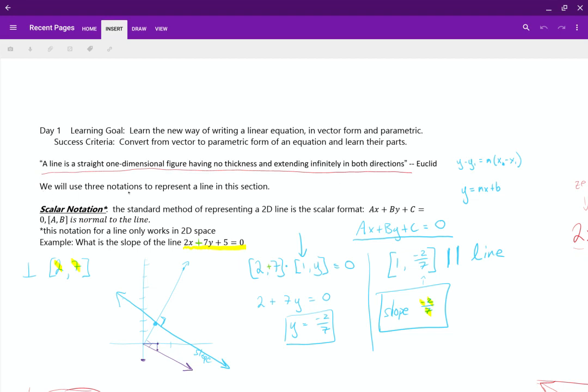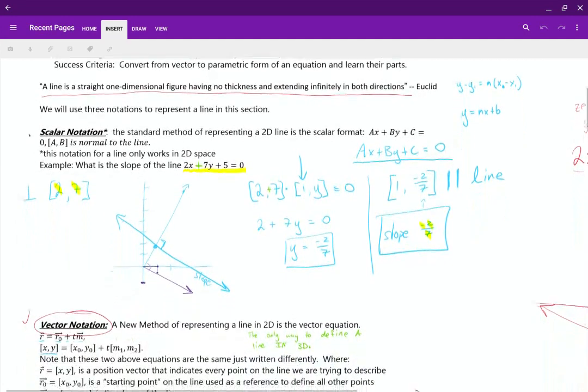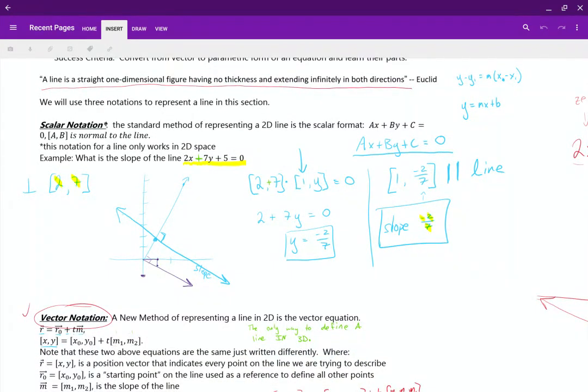So we will use three notations to represent a line in this section. The first one being scalar notation, all right? And there's a little asterisk or star here that says, note that this notation for a line only works in two-dimensional space, okay? The reason is, let's take a look at it. It's ax plus by plus c equals 0. There's the 0 over there, actually.